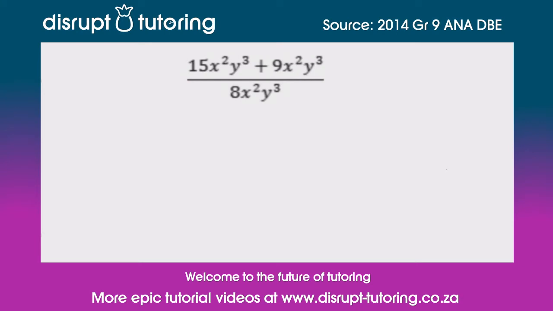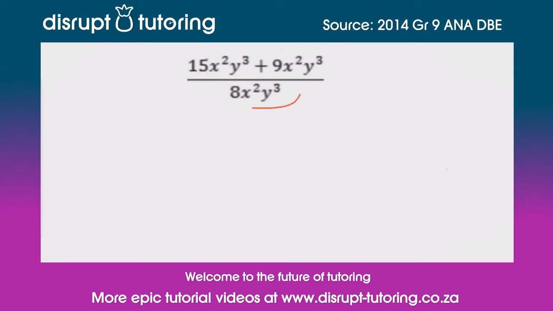Today we're going to deal with some simplification of algebraic expressions, particularly when there is division involved. Now let's have a look at what they've given us. They've given us an expression that has a binomial in the numerator and a monomial in the denominator.